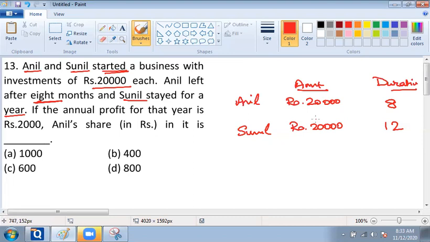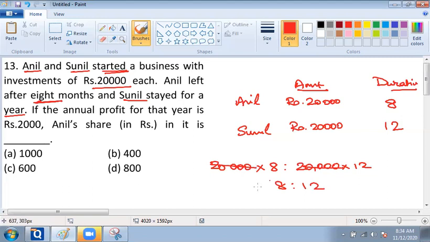So when profit sharing happens, it is proportional to the amount that is invested. It is proportional to the duration for which the money is invested in the business. So when we take the ratio in which the profit should be shared between Anil and Sunil, it will be in the ratio 20,000 into 8 is to 20,000 into 12. Now, since 20,000 is common for both Anil and Sunil, we may ignore that. So the ratio now will be 8 is to 12.